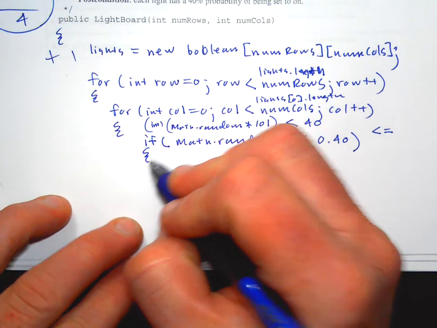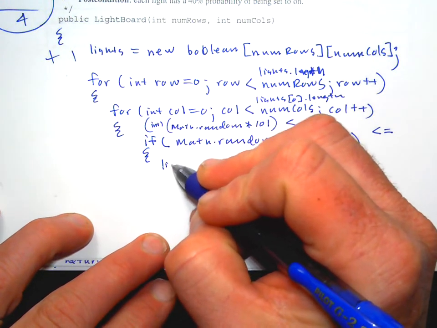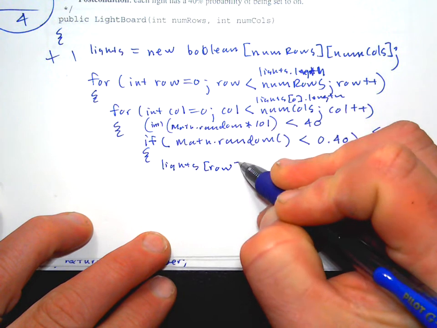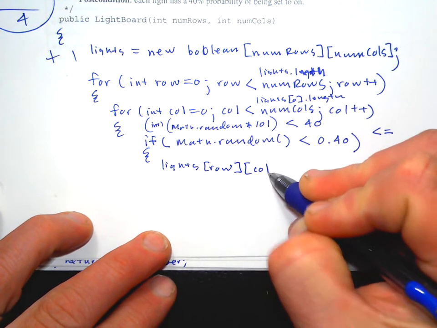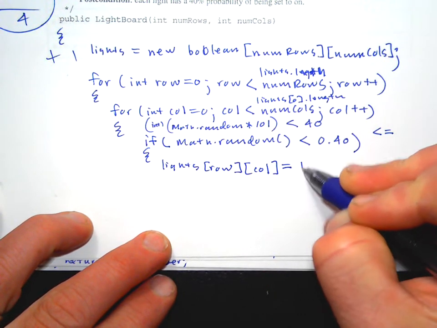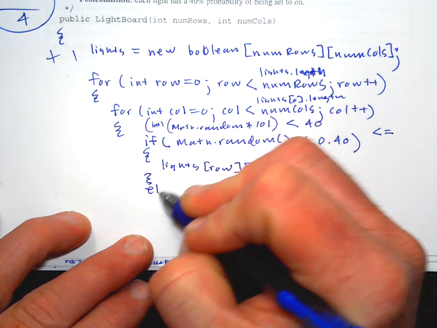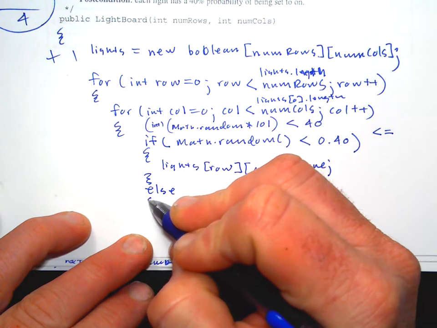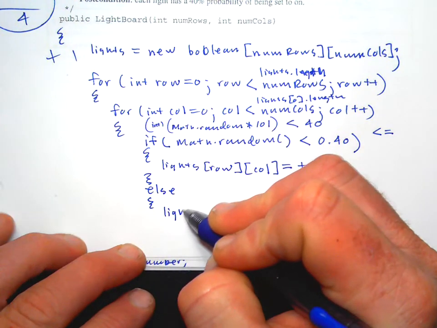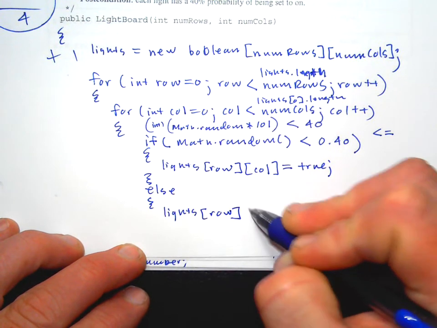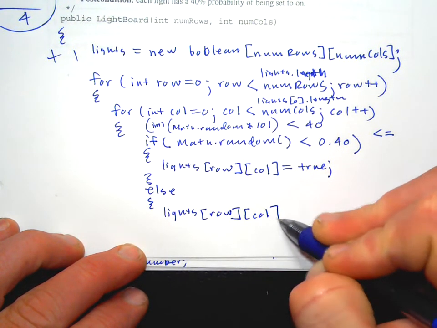So if that's true, then that means lights[row][column] must be on. And the way we signify it being on is by setting it to true. Else, it must be off. So why don't we set it to off? It's either on or off. So true or false.